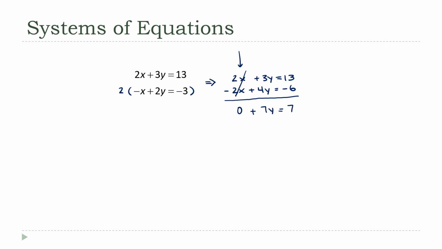The 0 just goes away. So this is 7y equals 7. Divide both sides by 7. Y equals 1. So all these methods end the same way.